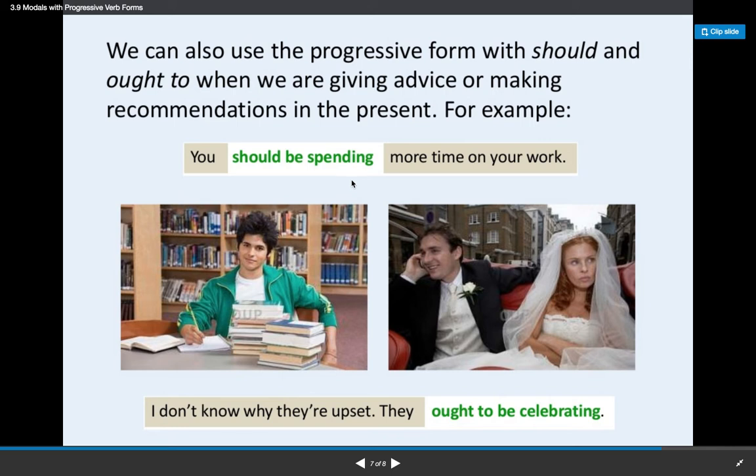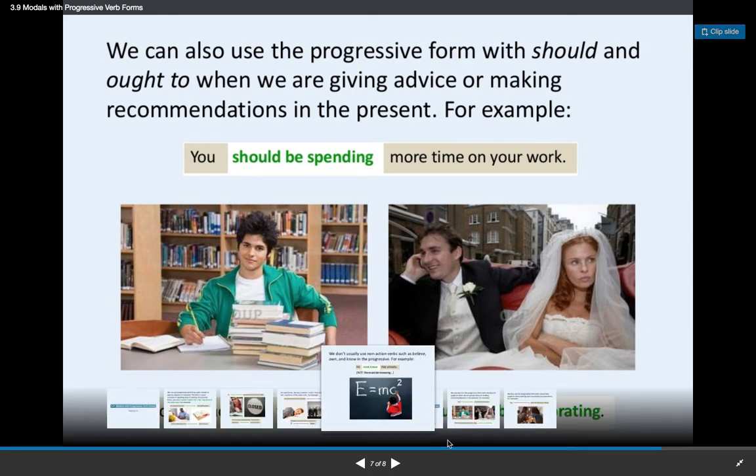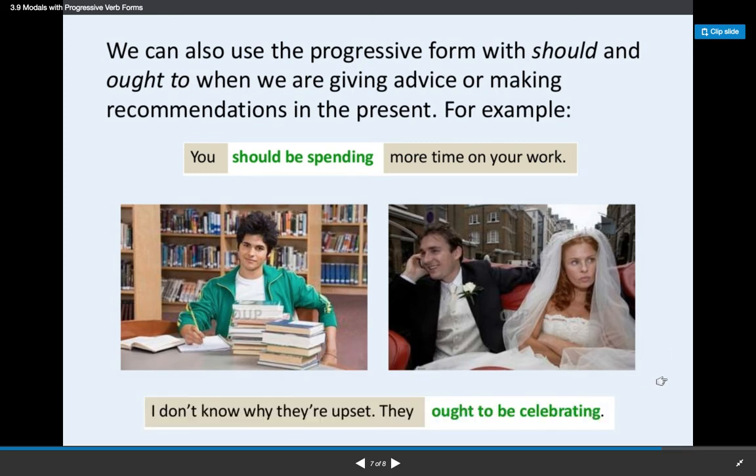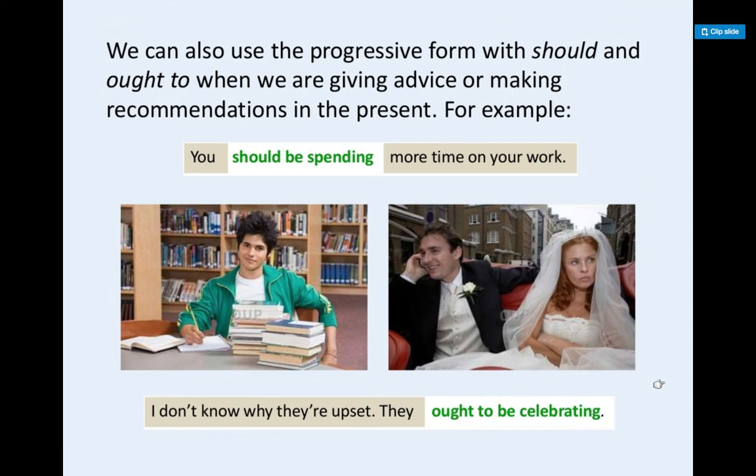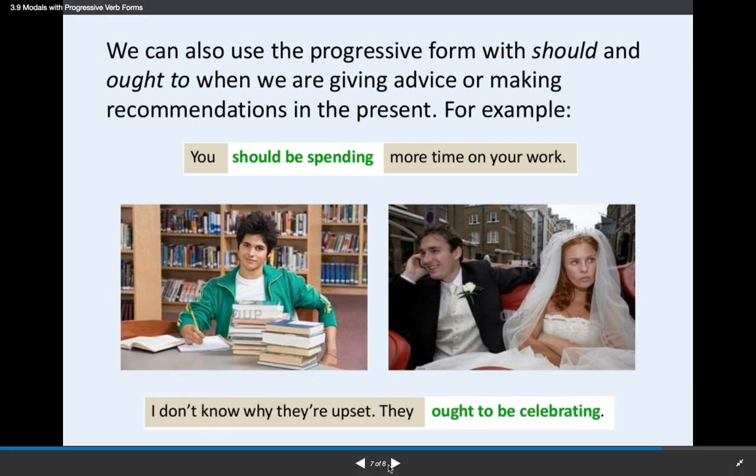My advice is that you be spending more time on your work. You could use ought to be also to mean the same thing. I don't know why they're upset. They ought to be celebrating. Or I can say they should be celebrating. Means I think it'd be a good idea for them to celebrate, not be upset. They just got married.